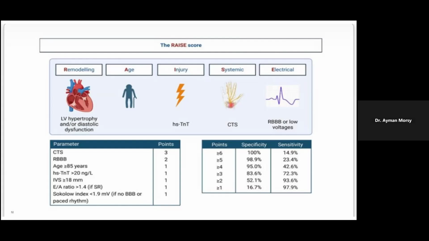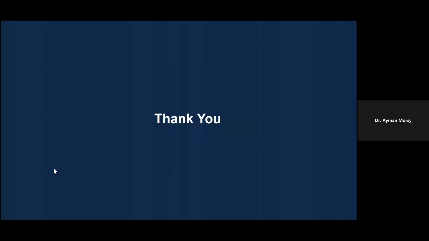And on your right side here are the points with the specificity and sensitivity. You can see that if your patient has more than 6 points, the specificity is 100%, believe it or not. If the patient has 5 points, the specificity is 98.9; more than 4, 95; more than 3 points, 83; more than 2, 52.1; and if the patient has more than 1, you have 16.6% specificity. So try to use this RISE score to give you a hint and simplify how to go with cardiac amyloidosis. I stop here and thank you very much.